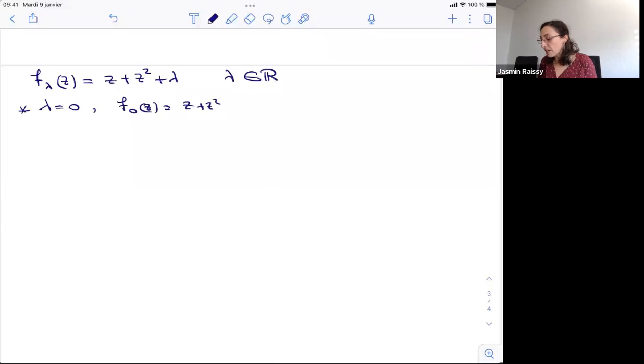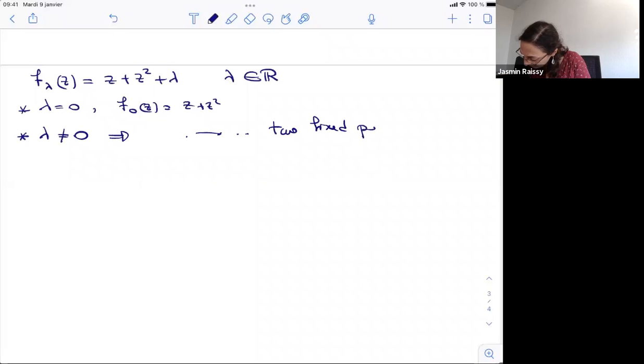We have a fixed point at the origin. We have the loop of Pythagoras theorem. We know everything we wanted to know. If lambda is non-zero, then we don't have 0 as a fixed point anymore because the image of 0 is lambda. But what we have is two fixed points. So the origin went to two fixed points. And I can also compute them because it is easy. These are equal to plus or minus the square root of minus lambda.